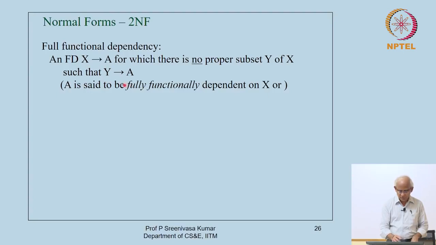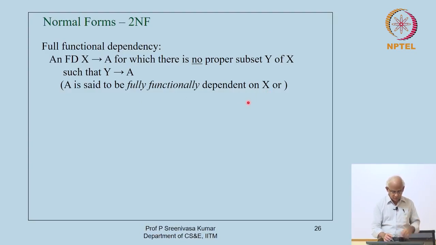Otherwise, if this is not the case and there exists a Y such that Y determines A, then we say that A is partially dependent on X, because A is actually dependent only on Y, which is a proper subset of X. So we define partial dependency or full dependency appropriately. A is said to be fully functionally dependent on X.